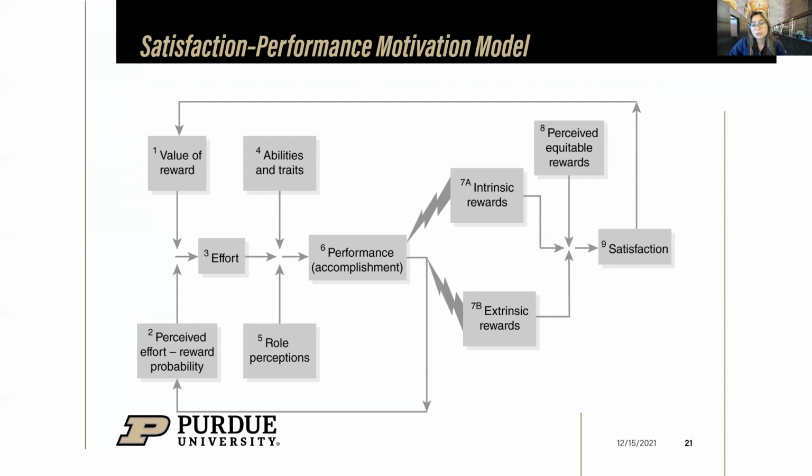Therefore, Porter and Lawler view satisfaction as a deficiency measure. Satisfaction is determined by the difference between actual rewards and perceived equitable rewards. If actual rewards exceed perceived rewards, then it results in satisfaction. If the opposite occurs, it results in dissatisfaction. The degree to which a person is either satisfied or dissatisfied depends on the size of the difference between the actual and the perceived equitable rewards.